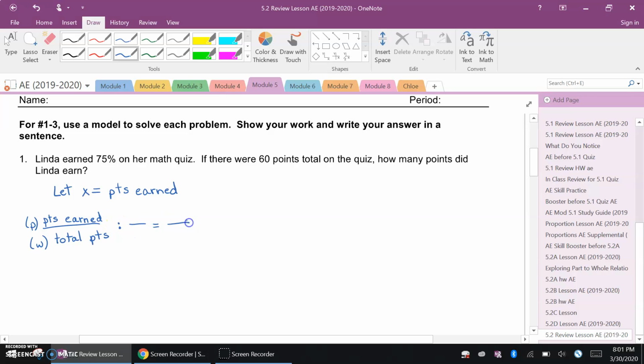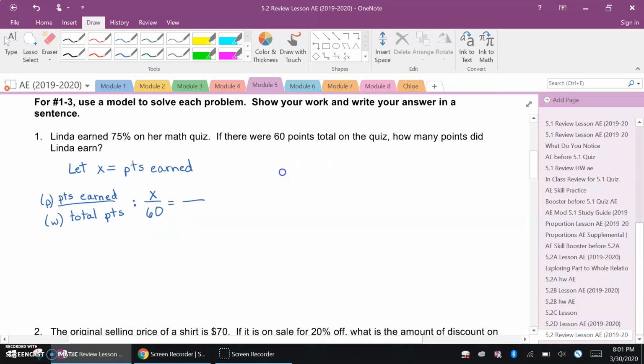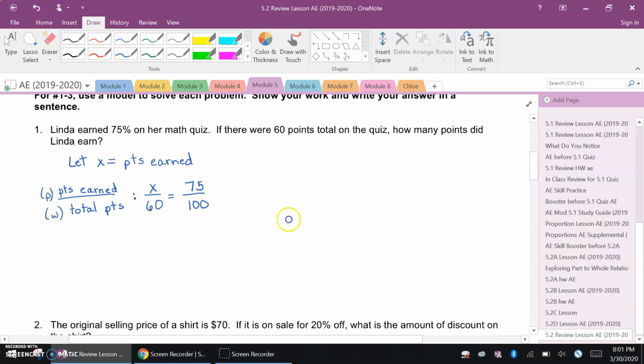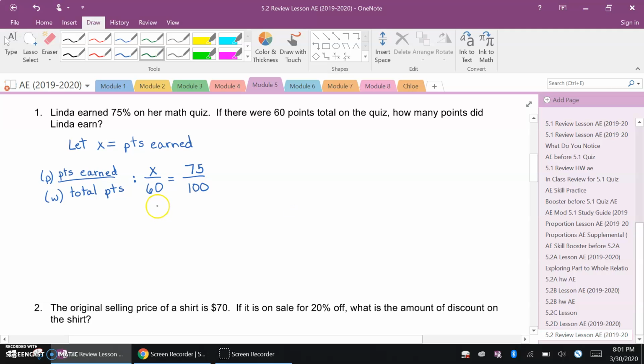So looking back at the question, and notice we're already reading it for a second time, so it's totally normal to have to reread it many times. It says there were 60 points total on the quiz, so the 60 is going to go on the bottom. Points earned is going to be the x. And then we have the percent, remembering that percent is a part over 100. We've got 75 over 100. And now we're going to go ahead and cross multiply using our calculator. So we've got 100 times x equals 60 times 75.